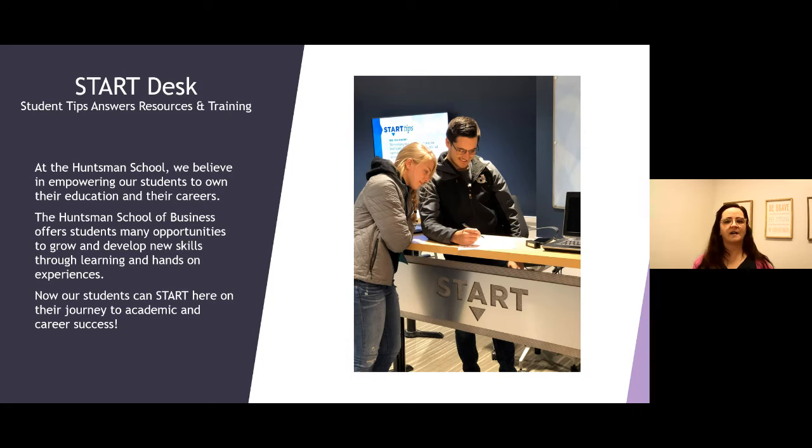And so because of OKRs, a member of our team actually came up with the Start Desk, which is located in a high traffic area between both buildings of the business college here at USU. And it's a place that is open Monday through Friday during normal business hours. It's manned by student mentors and peer advisors, and occasionally academic advisors and career specialists from our team. Depending on the time of year, we'll go and take a shift down there.